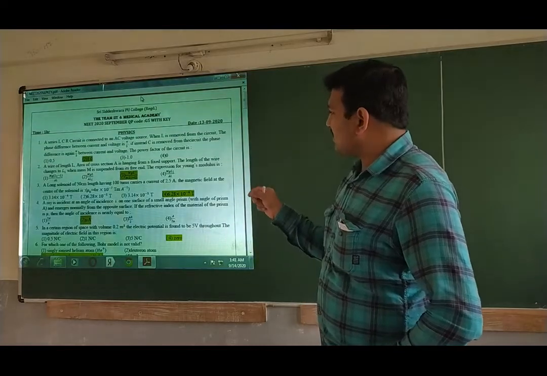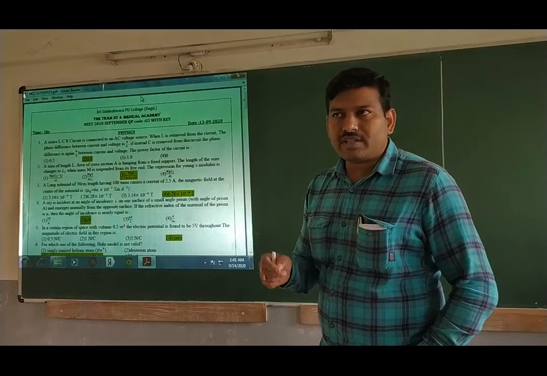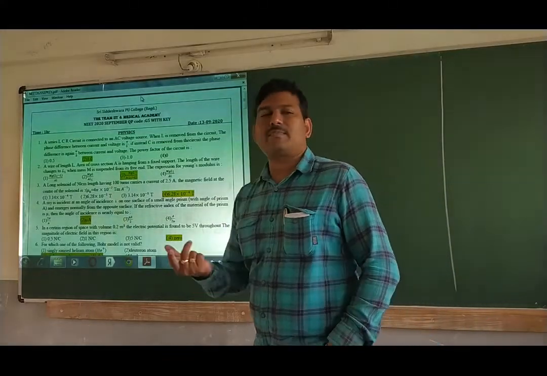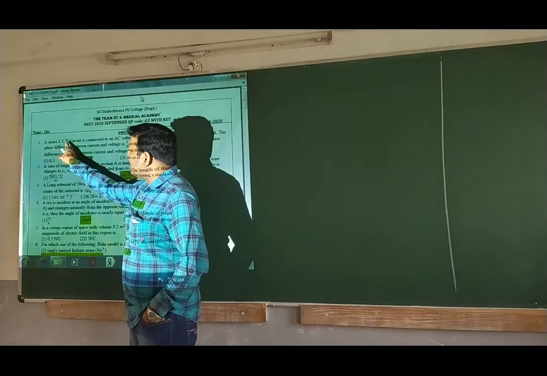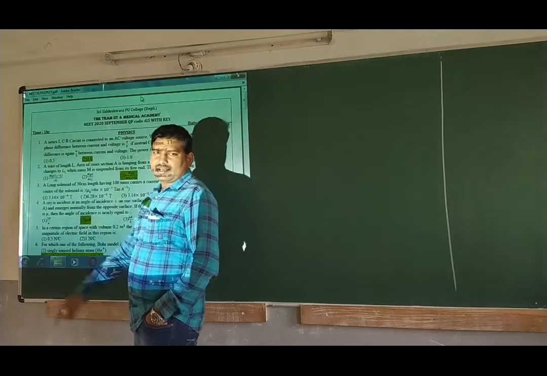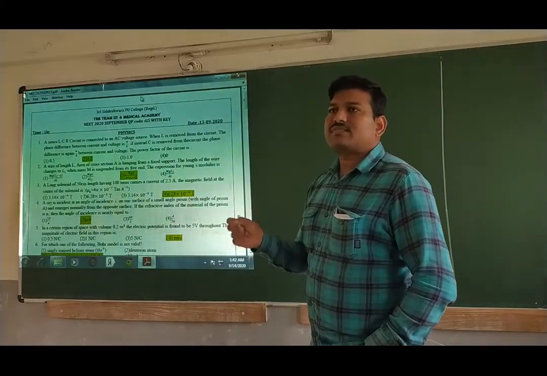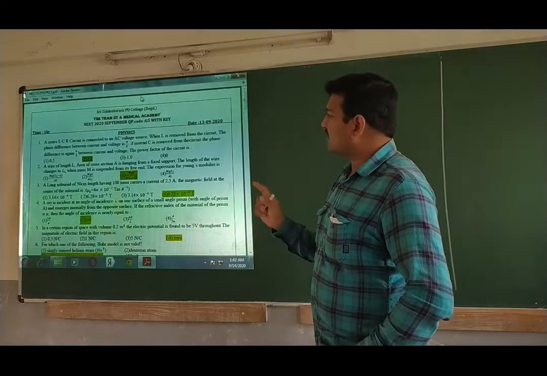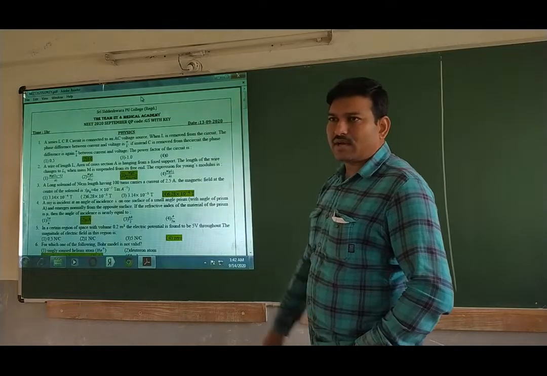If instead C is removed from the circuit, instead of removing the inductor, if you remove the capacitor, then it becomes which circuit? Removing the inductor, it becomes a CR circuit. Removing the capacitor, it becomes an LR circuit. Is it clear or not? So in both the cases, for the CR circuit as well as for the LR circuit, the phase difference is the same, equal to pi by 3, as given.